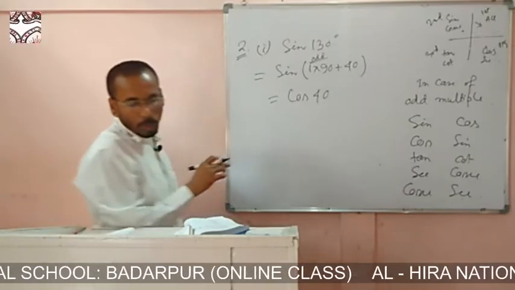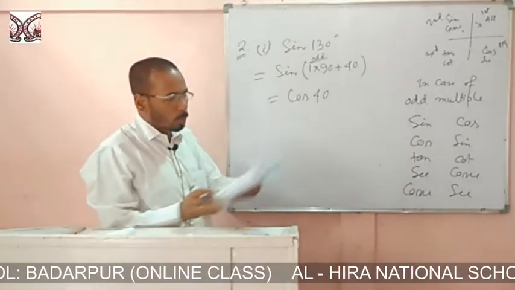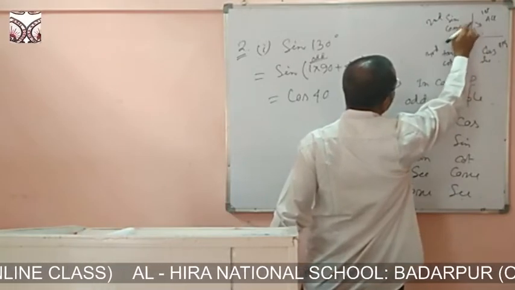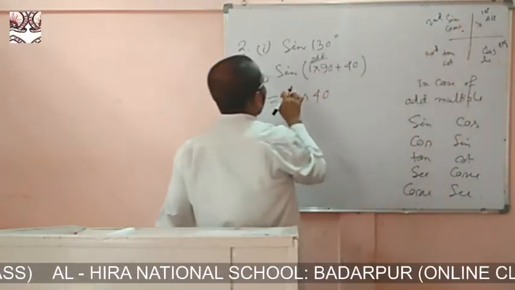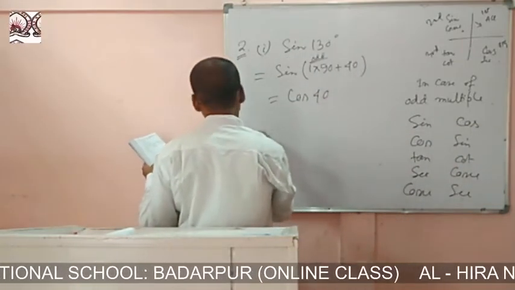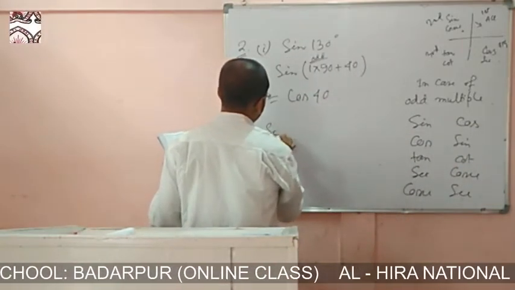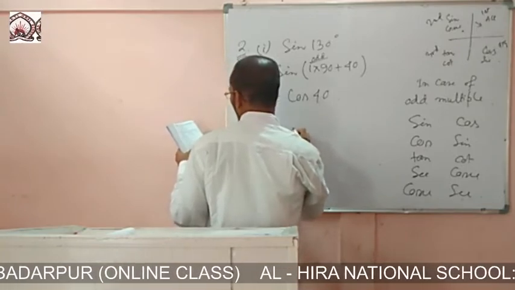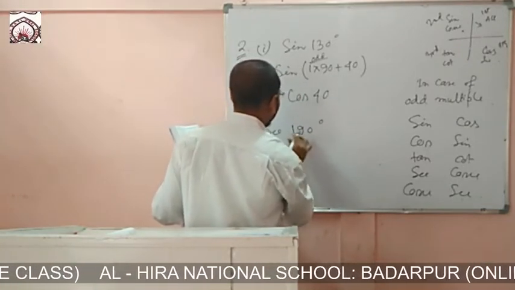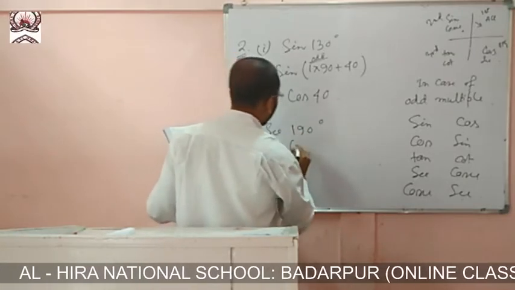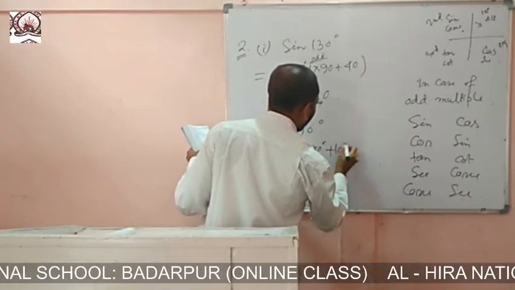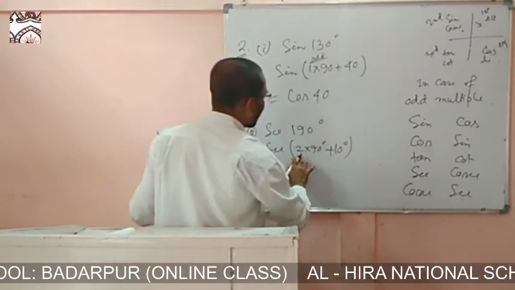So number 1 is sine of 90 plus theta. This is in this quadrant. In this quadrant, sine is positive, but sine will become cos. Number 2 is sec 190 degree. So sec 190 degree we can write as sec of 2 into 90 plus 10 degree. 2 into 90 is 180 plus 10.